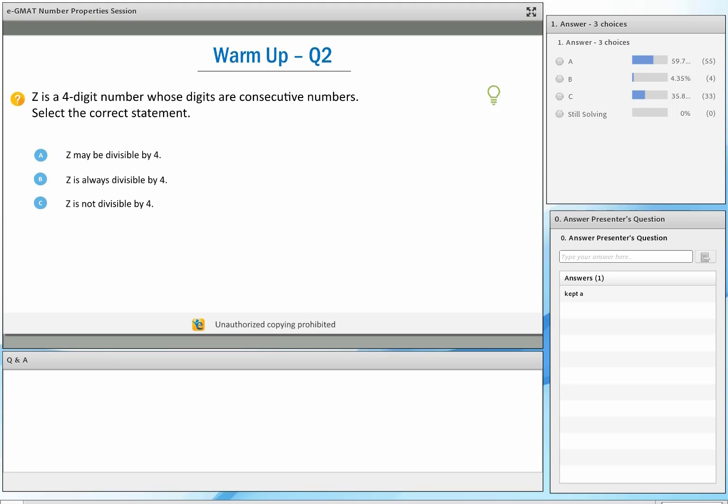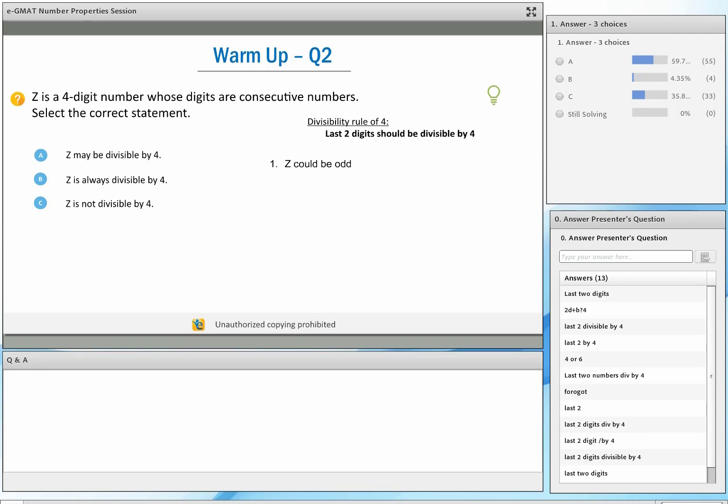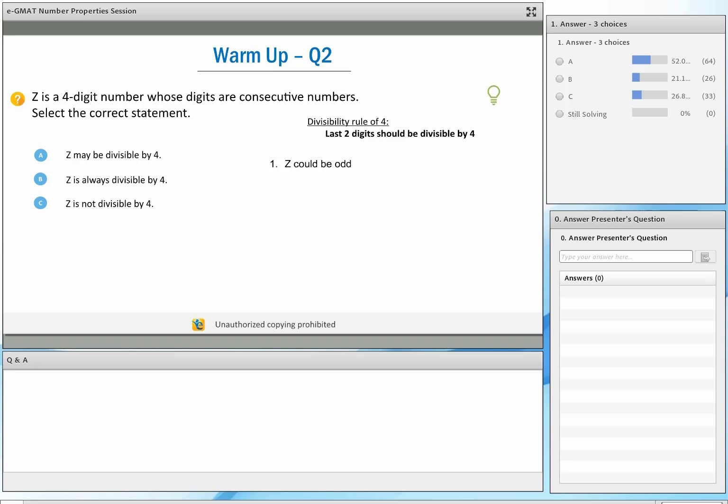Tell me, what's the divisibility rule for the number 4? The last two digits of the number should be divisible by 4. Absolutely, right? So the last two digits should be divisible by 4. Now, what could be, so first of all, the number z, what are the options for that number? Either z is odd or z is even, right? When z is odd, then will the number be divisible by 4?